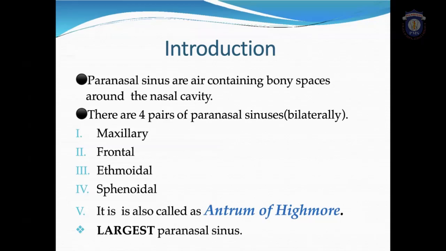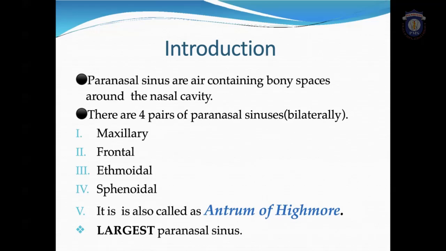Moving on to the introduction. The paranasal sinuses are air-containing bony spaces around the oral cavity. Actually, there are four pairs of paranasal sinuses bilaterally, and the four pairs include maxillary sinus, frontal sinus, ethmoidal sinus, and the final one is sphenoidal sinus. The maxillary sinus is also called the antrum of Highmore, and it is considered the largest paranasal sinus, and that is the importance of the maxillary sinus.